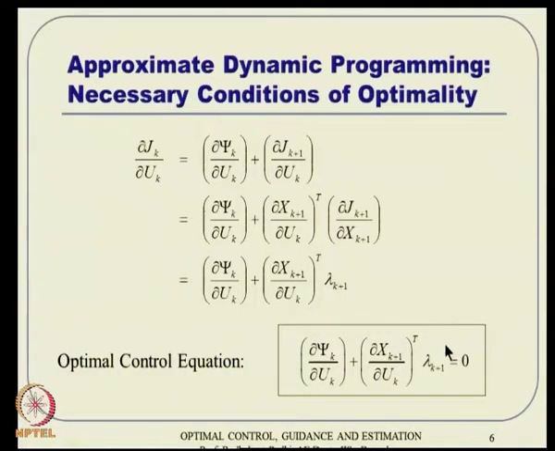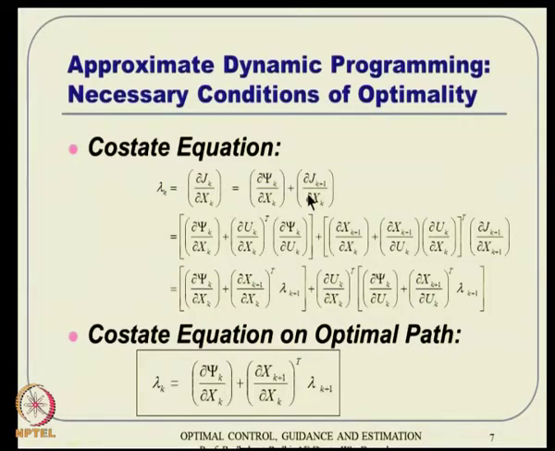For doing that, we need to go back to the other side of the story, that is the co-state equation. And as I told, this part can be evaluated directly from system dynamics. So, coming back to this co-state equation, remember the definition of lambda_k is nothing but ∂J_k/∂x_k. Now, that is equal to this ∂psi_k/∂x_k plus this term ∂J_{k+1}/∂x_k.